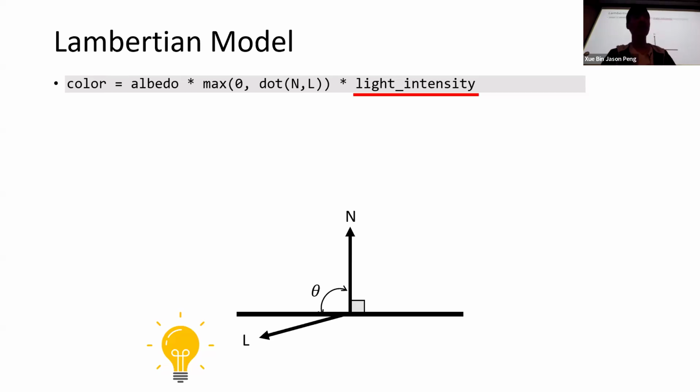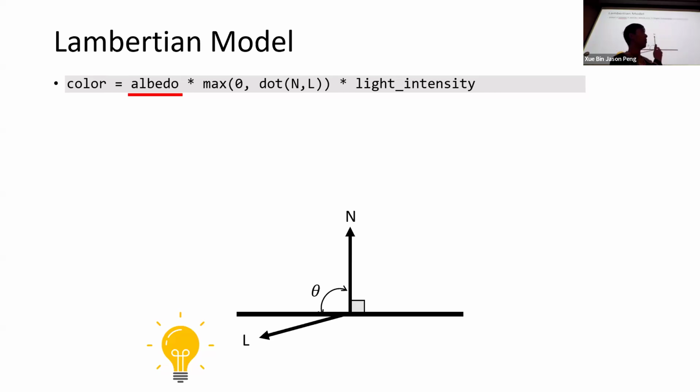Now, besides the light intensity, we're also going to modulate the color of our light with an additional term called the albedo. And this albedo value represents the underlying base color of our surface.